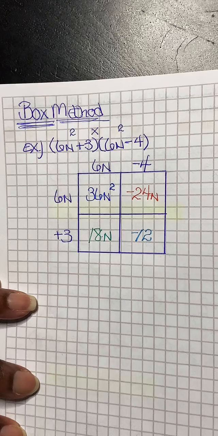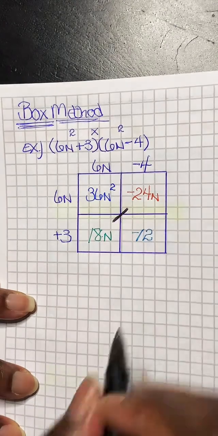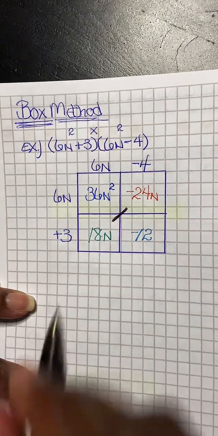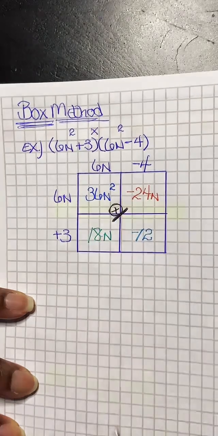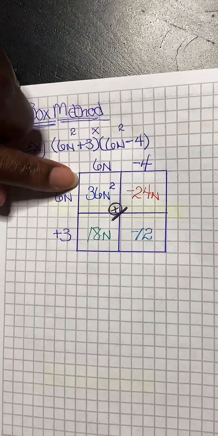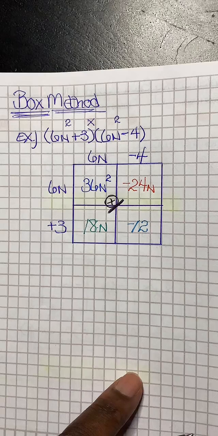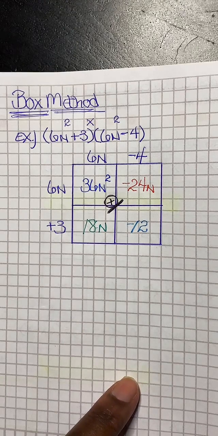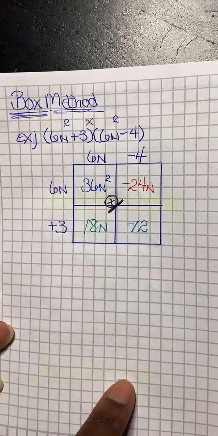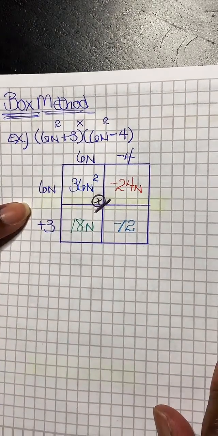One thing we can notice, right here in the diagonal, there are like terms. We want to combine them or add them together. So negative 24 and 18 will give me negative 6. This is basically my answer right here.